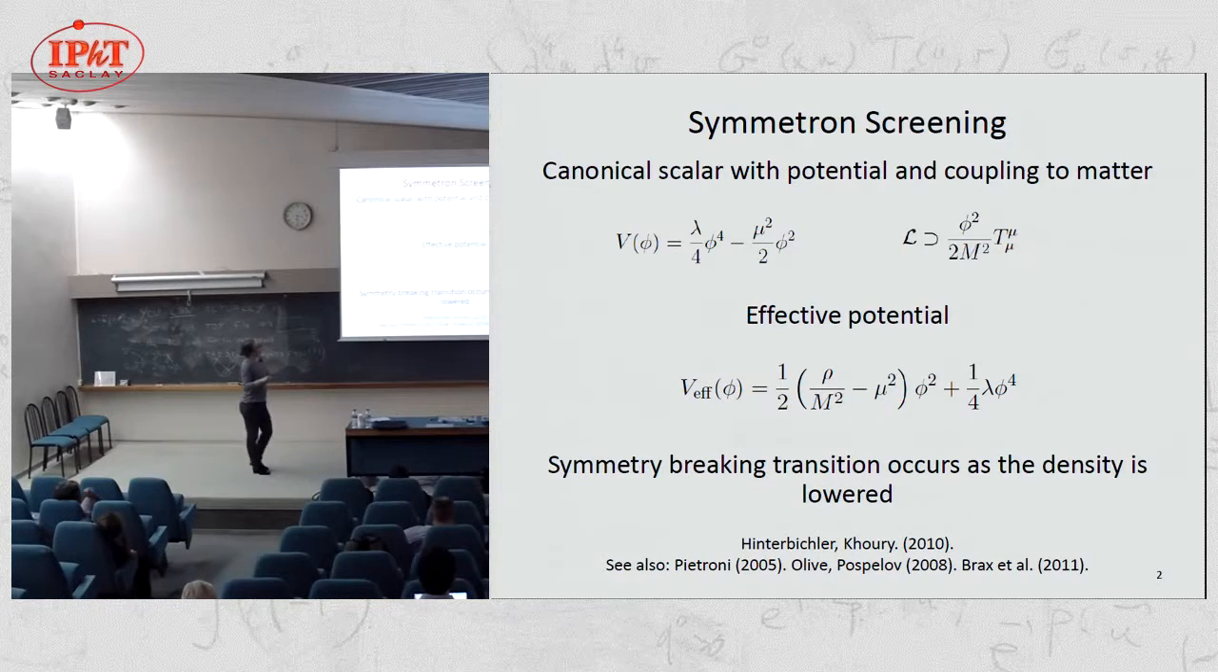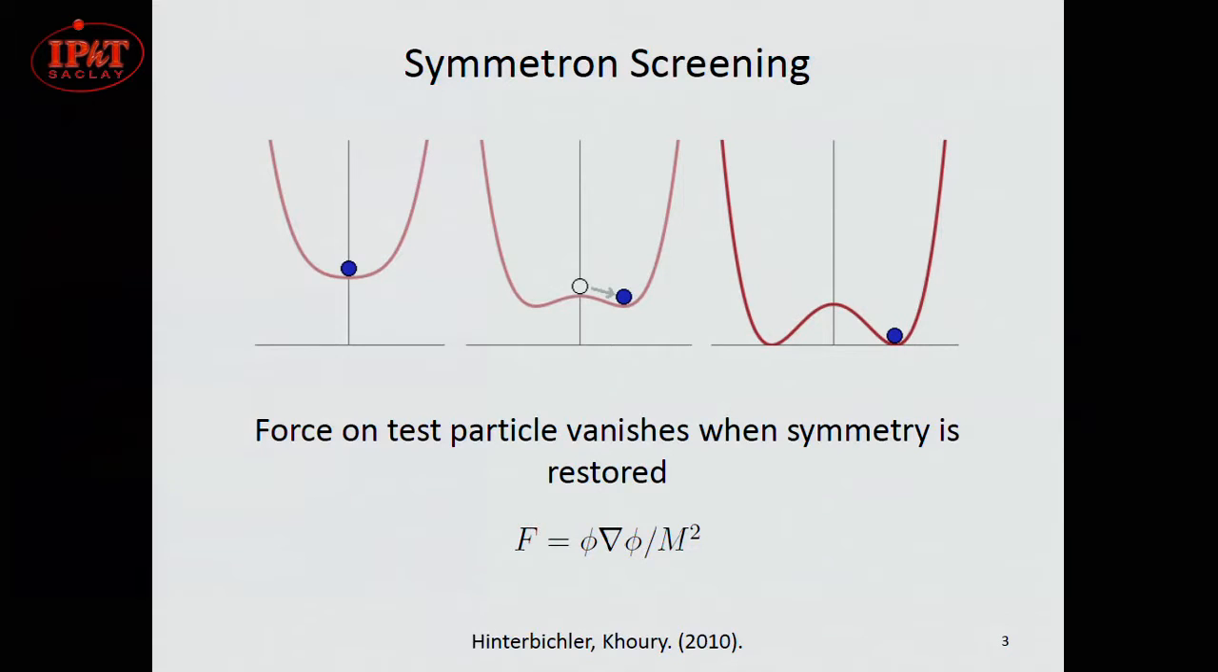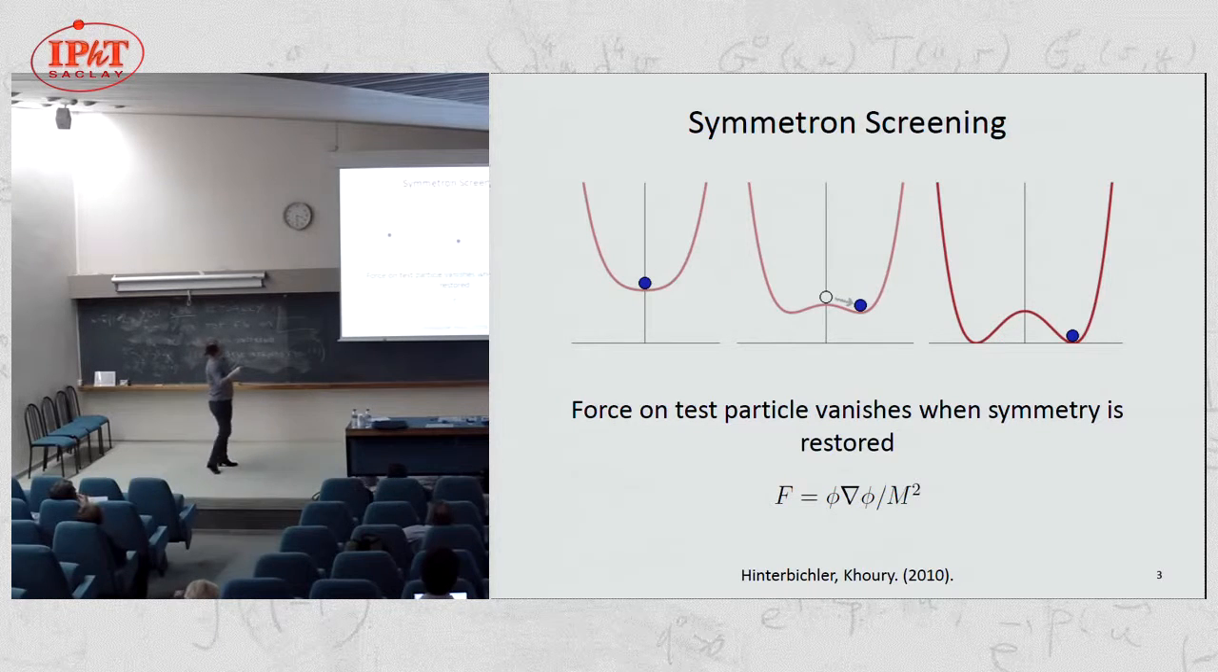And the point is that this gives you an effective potential where the effective mass of the field depends on whatever you think the local energy density is, at least in non-relativistic spacetimes. And there's a spontaneous symmetry breaking transition as you lower the local energy density. So to show you that in pictures, we're going from high density on the left to low density on the right. And as you lower the density, the field which wanted to sit at the origin in the high density region picks up some non-trivial VEV.